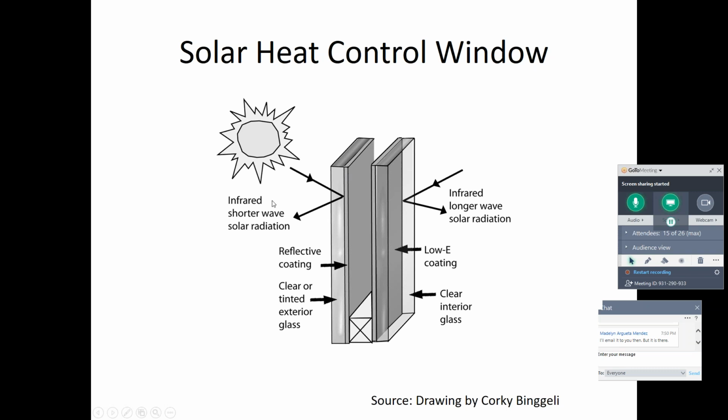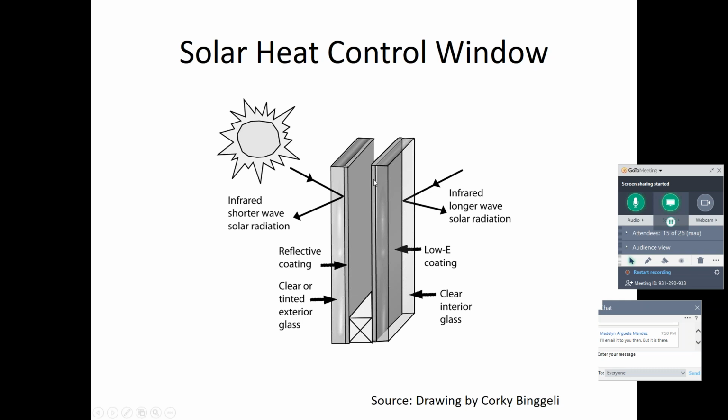So don't let the picture confuse you. It's showing you that we have like two portions of glass. Clear tinted exterior glass part of the window. And so the reflective coating is helping to control the sun on the exterior. But then on the interior, we want it to let sun in without letting other bad things in. So we have our low E coating, and we have then our clear interior glass.